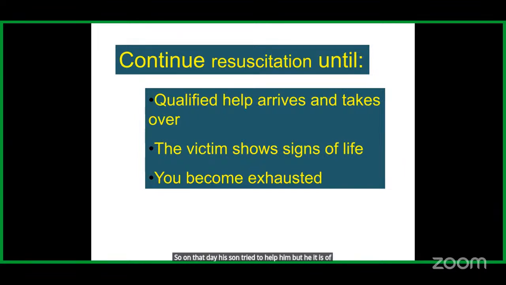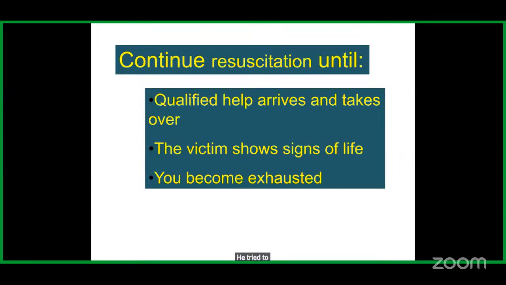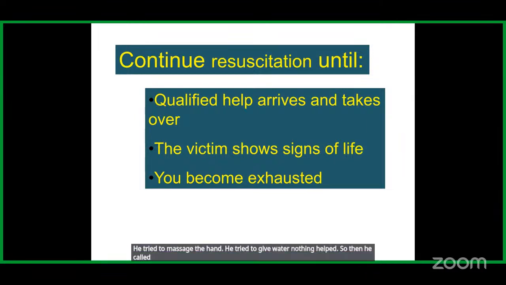He tried massaging the foot and the leg portion. He tried to massage the hand. He tried to give water. Nothing helped. So then he called a helpline number, the 139, the railway emergency number. The staff members of the railway, on the running train itself, came forward to help. The TT performed the CPR.